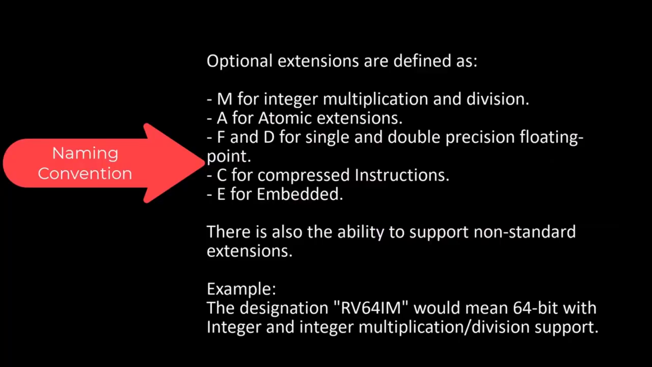Optional extensions are defined as M for integer multiplication and division. Here the designation RV64IM would mean 64-bit with integer and integer multiplication and division support. A for atomic extensions. F and D for single and double precision floating point. C for compressed instructions. E for embedded. There is also the ability to support non-standard extensions.